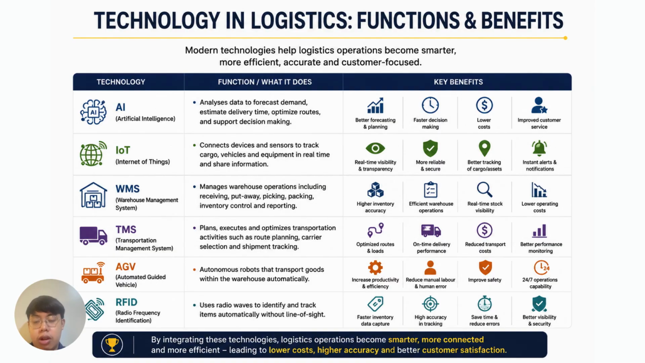AGV automates the movement of goods within the warehouse, increasing productivity and reducing manual labor. Lastly, RFID automatically identifies and tracks products, making inventory management faster and more accurate.